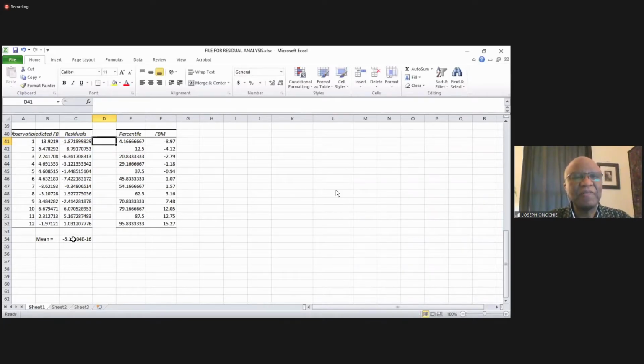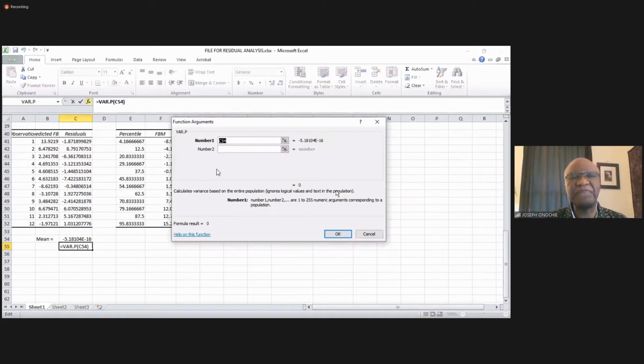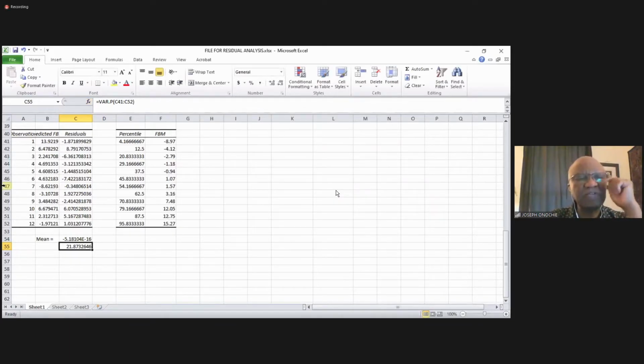All right. So essentially, the way to calculate the variance of the residual, because the mean of the residual is practically 0, is to square each residual, add them up, and in this case divide by 12. That would be the variance. But we already have the formula for variance, so I'm going to ask it to calculate the variance. I'm using the formula for the variance of the population in this case, assuming it's a population. I tell it the numbers to use.